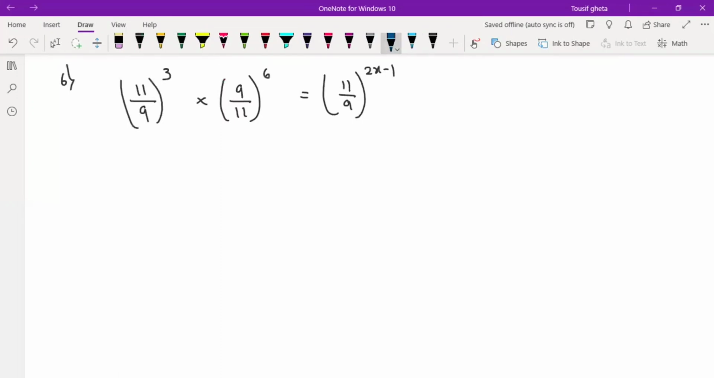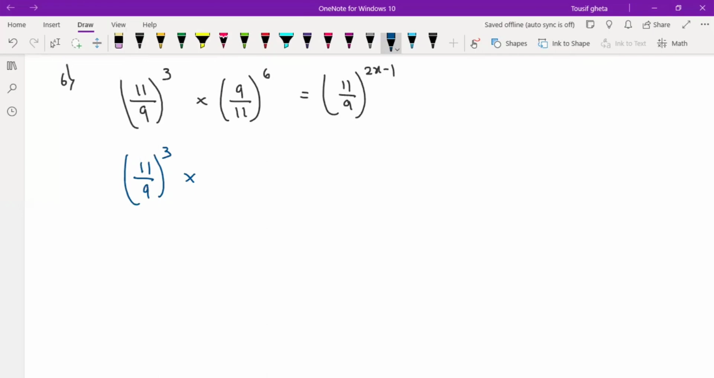As you can see on the left hand side, they gave us two exponents, but both have different bases. But there is one option with us. (11/9)^3, we're going to write down as it is. The second exponent is what? 9 by 11, we're going to take the reciprocal. If you take the reciprocal, the power becomes negative.